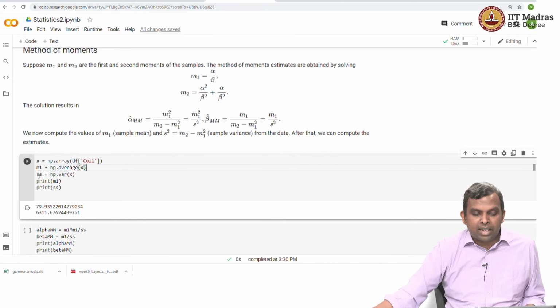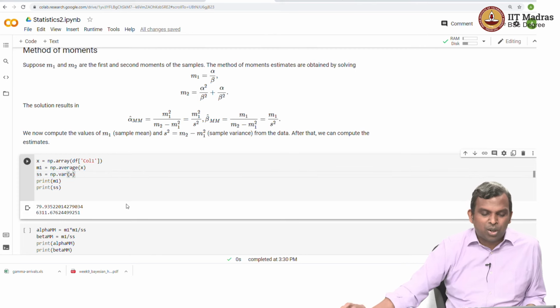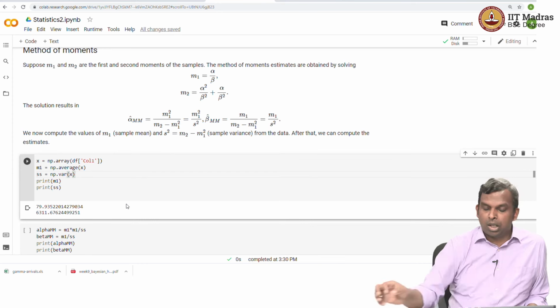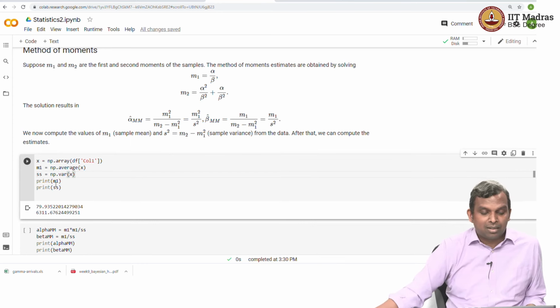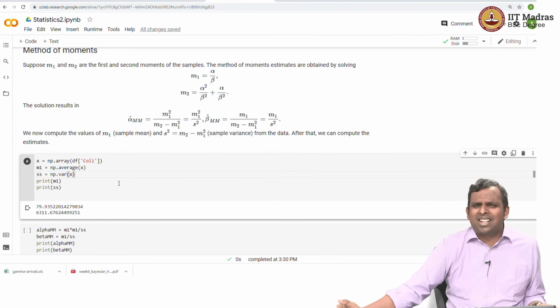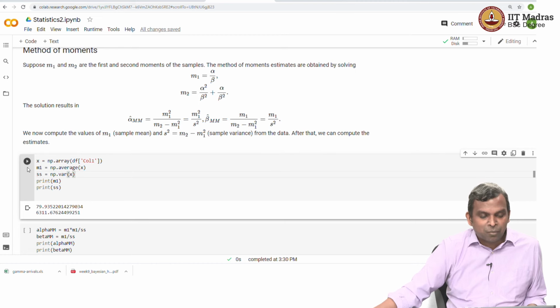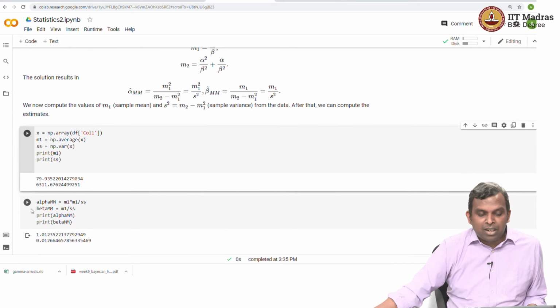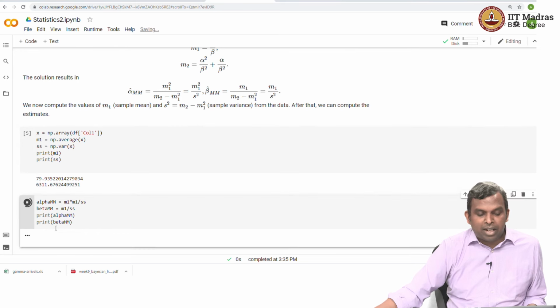And then this S squared, I've just called it SS for convenience, variance of X. Okay, so it's a sample variance. If you want, you can do ddof equal to 1 if you want the unbiased version. It's not too critical. You have 3,935 of them. Nothing will change significantly. So you can run this. You get your M1 and SS. That's done. And then you do your alpha hat method of moments, beta method of moments. It's M1 into M1 by SS, M1 by SS. You get your alpha and beta.